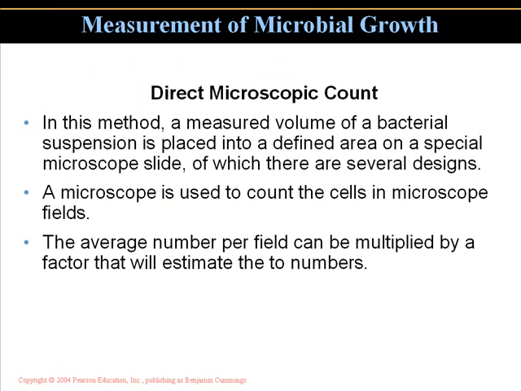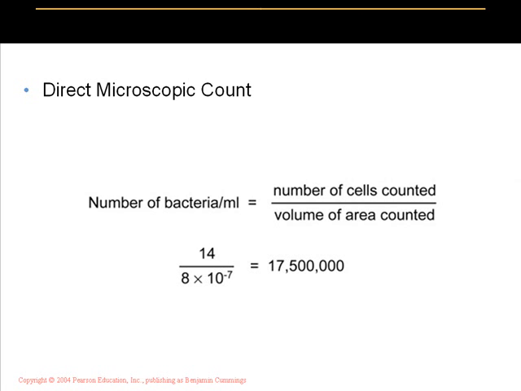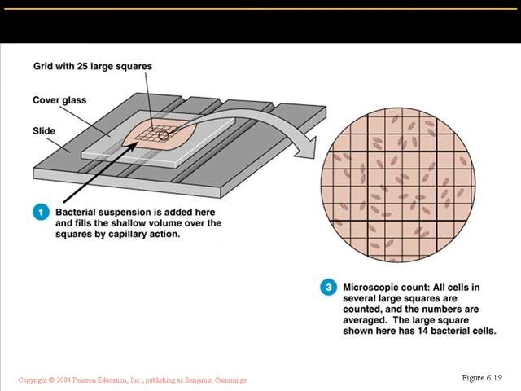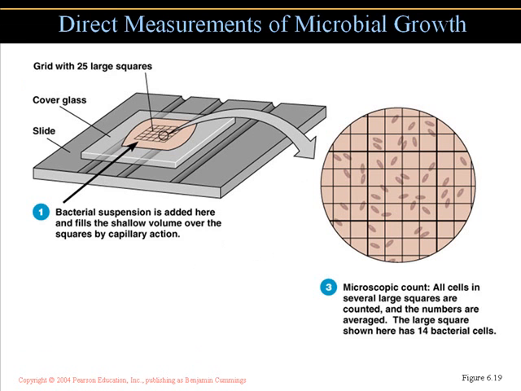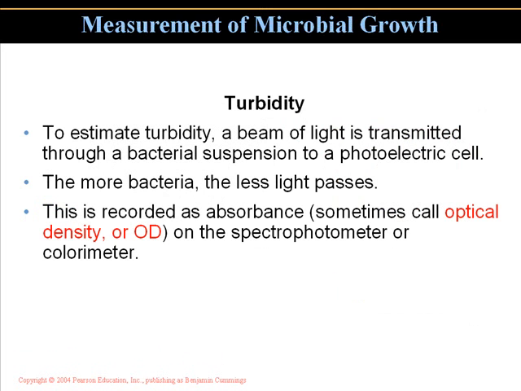The direct microscopic count is where you measure a volume of bacterial suspension. It's placed in a defined area on a special microscope slide, which comes in several designs, and then the microscope is used to count the number of cells in a microscopic or high-powered field. The average number per field is then multiplied by a factor or formula, and that gives you an estimate of the number. And these illustrations are out of your book and demonstrate that.